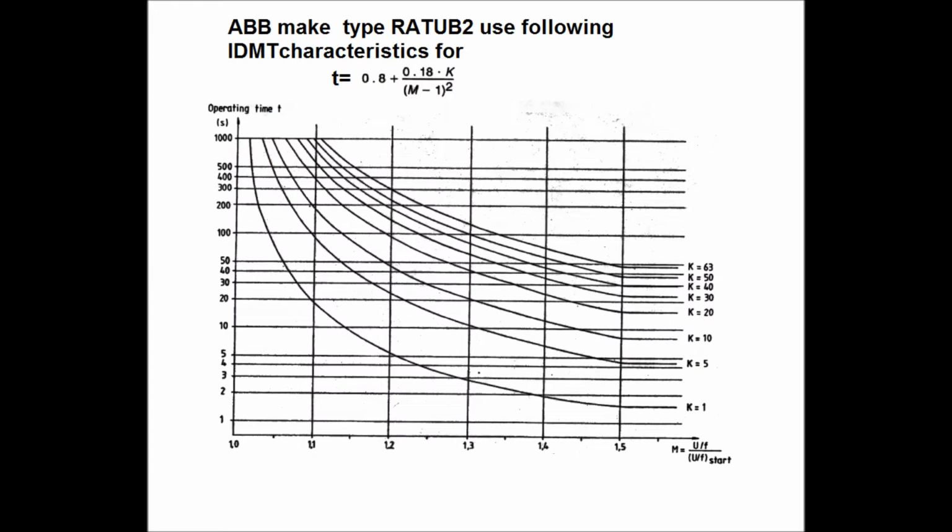Again, the Areva MiCOM type relay uses the following IDMT characteristics, given by trip time T equal to 0.8 plus 0.18 into K divided by (M minus 1) square, where K is the TMS setting given by the relay, and M is the measured voltage by frequency ratio to the setting of the voltage by frequency ratio. So for different values of K and for different values of M, the characteristics are given by the following curve.